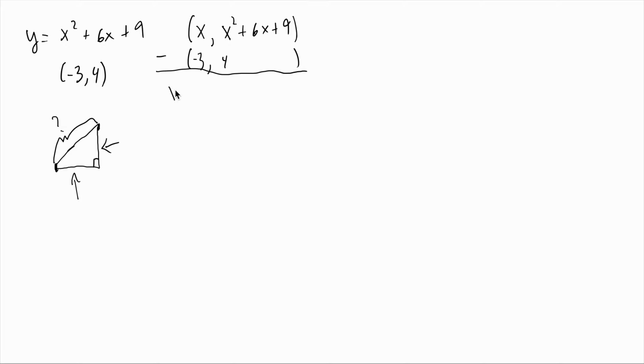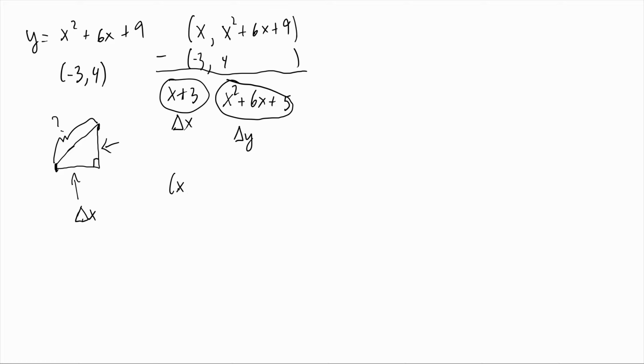So that's like an x plus 3. This is like your change of x length, right? And then right here you subtract, so you're going to get x squared plus 6x plus 5, and that's going to be like your change of y. Okay, so all we need to do is take this length, square it, and add it to this length squared. So we get x plus 3 squared, Pythagorean theorem it, plus the quantity x squared plus 6x plus 5, squared. And then, of course, to find the hypotenuse, you would take a square root.